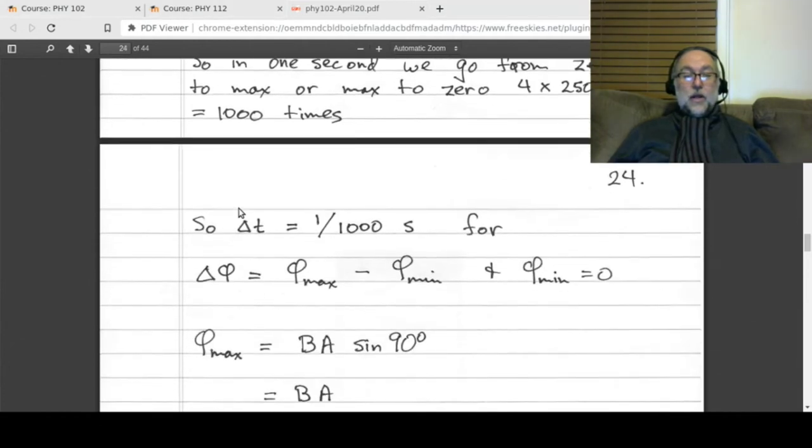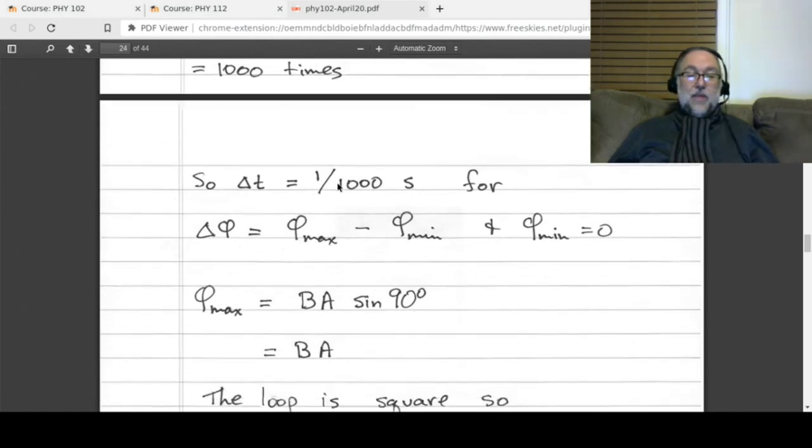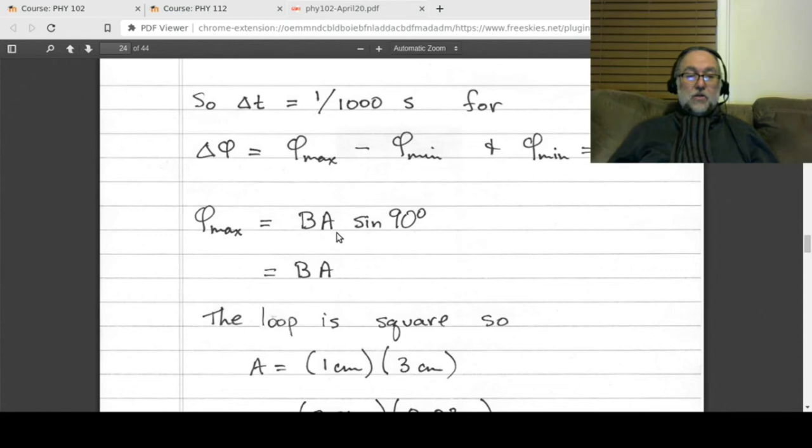And so our delta t in our V equals delta phi over delta t is going to be a thousandth of a second. And our delta phi, from our maximum to the minimum, well, the minimum is zero, because when theta is equal to zero, sine of zero is zero. So the minimum flux is going to be zero. The maximum flux happens at 90 degrees, so that's just going to be your magnetic field times A times sine of 90 degrees, which is one.